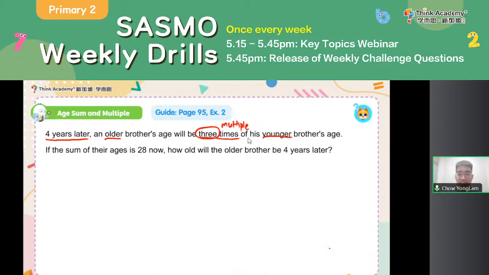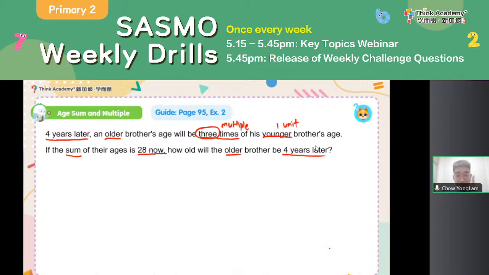All right. So here you notice that since the younger brother is younger, the age is smaller, definitely the younger brother is 1 unit. And the older brother will be 3 units. Now, the sum of their ages is 28 now. That's a different time point. How old will the older brother be 4 years later? So I want to find out how old is the older brother 4 years later.